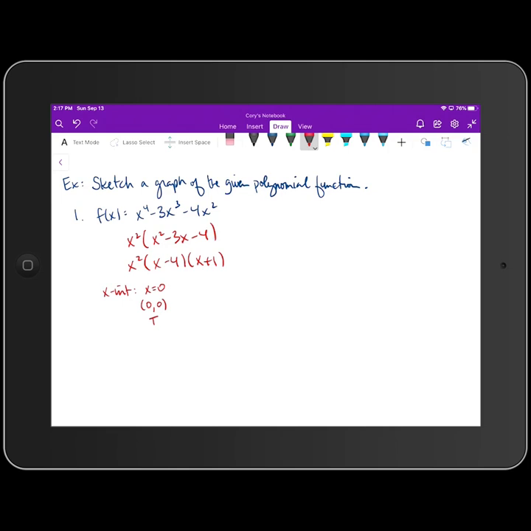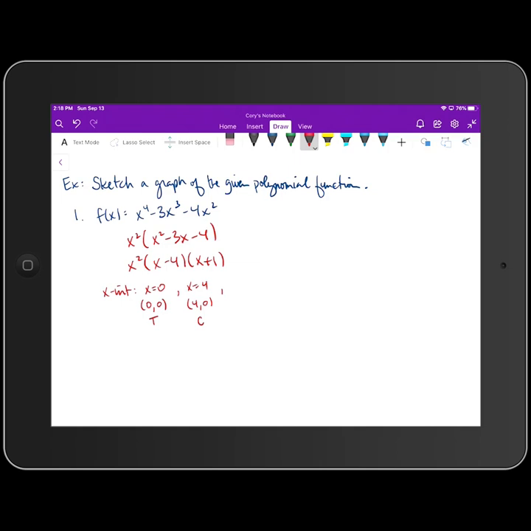Okay, second x-intercept is going to occur where the next factor, x minus 4, is equal to 0, which happens when x is equal to 4, which is the ordered pair 4, 0. And because the multiplicity of that 0 is 1, it has an exponent of 1. It's odd. That means that the graph is going to cross the x-axis at that point.